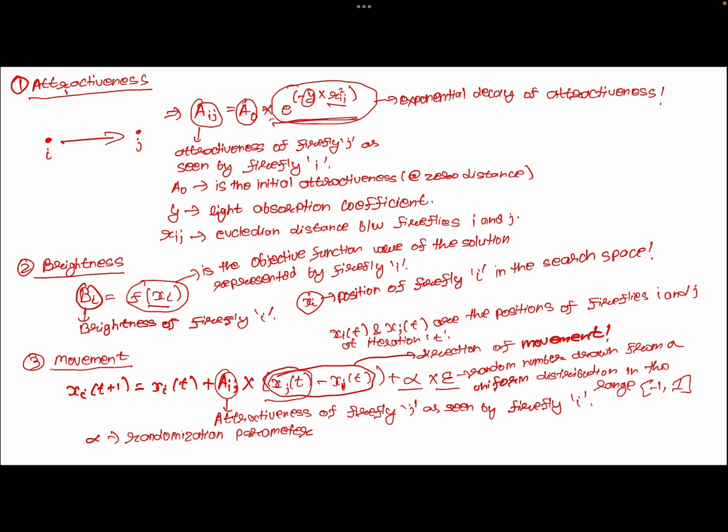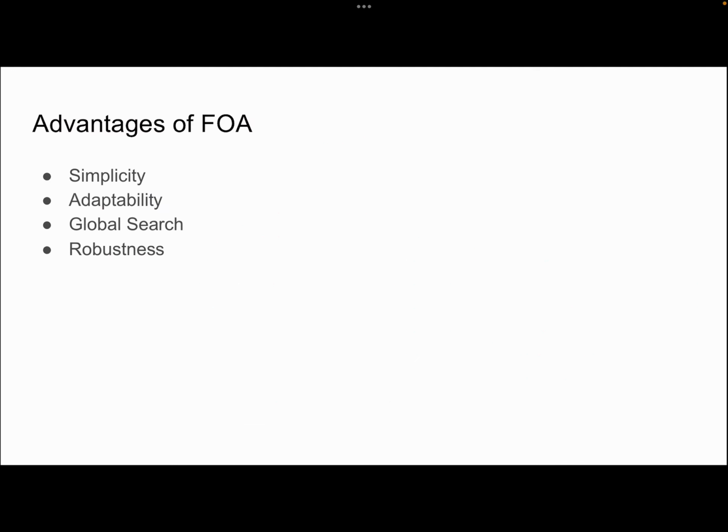So these equations are the core components of the Firefly optimization algorithm, and by iterating through the movement equation while updating the attractiveness and brightness values, the algorithm allows the fireflies to explore the search space and converge to the optimal solution. Now let's come to the last part. That is, what are the advantages of the Firefly optimization algorithm? So the first one is its simplicity. The Firefly optimization algorithm is relatively simple to understand and implement compared to other meta-heuristic optimization algorithms.